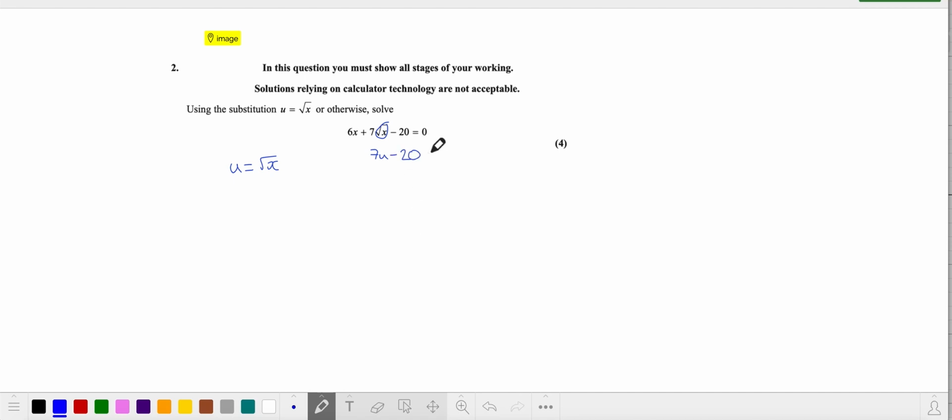Don't need to worry about the minus 20, don't need to worry about the 0, but we do need to worry about this 6x. What a couple of people didn't spot, and therefore just left as 6x, was that if u is the square root of x, then u squared would give you x itself. And so we can rewrite that as 6u squared, and we turn it into a quadratic equation, which we can go ahead and solve.